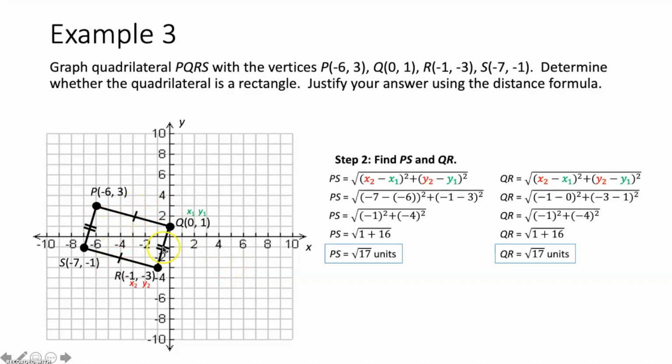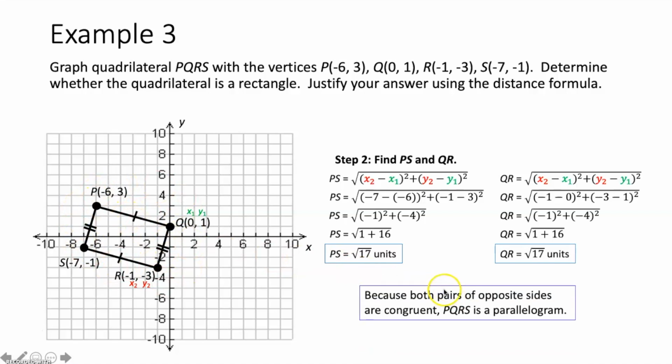Because we know both pairs of opposite sides are congruent, we know that this quadrilateral right here must be a parallelogram. But that's not what we're trying to figure out. We're trying to figure out, is it a rectangle? So how do we figure out if it's a rectangle using the distance formula? You first figure out if it's a parallelogram. If it is, then we have to find the measure of each diagonal. If those are congruent, then it must be a rectangle, because a parallelogram with congruent diagonals must be a rectangle.